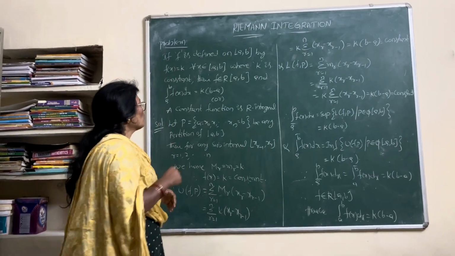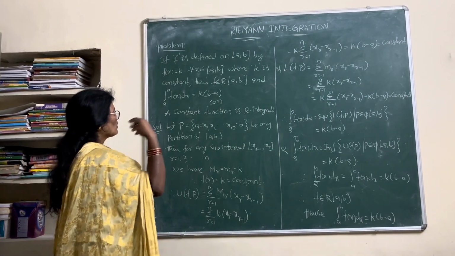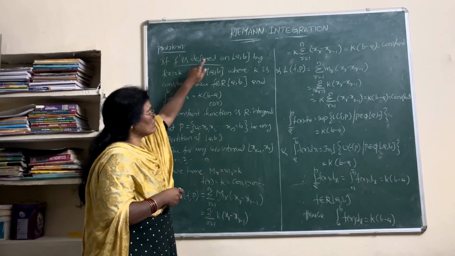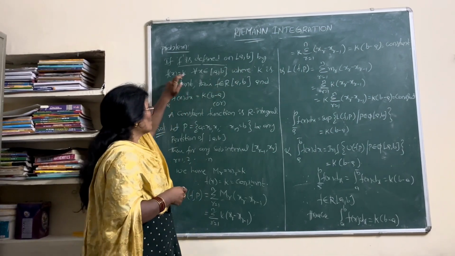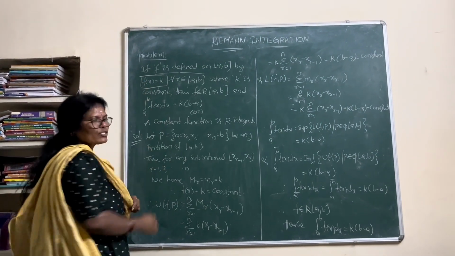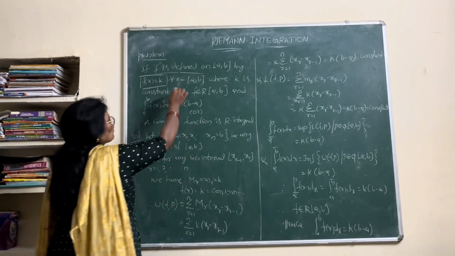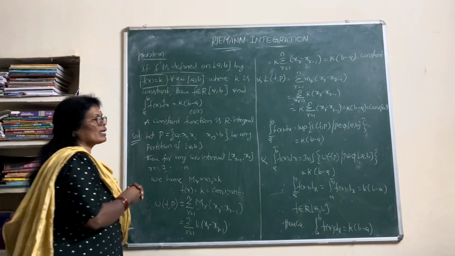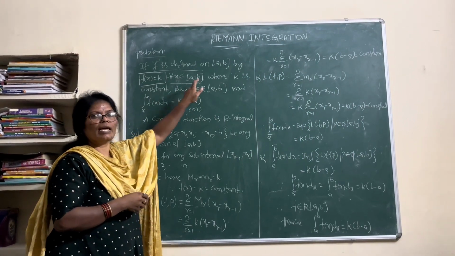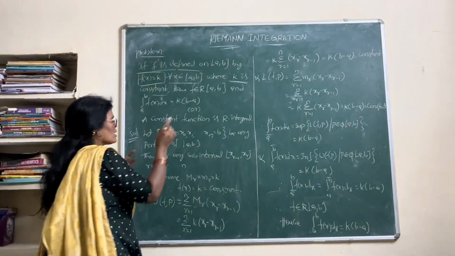Now we'll discuss one more theorem, a very important theorem. In this Riemann integration, if f is defined on the closed interval a comma b by f of x equal to k, the function is nothing but k. Here k is a constant, for all x belonging to the closed interval a comma b. That means x is an element in between a and b, and k is a constant, we are saying that only.